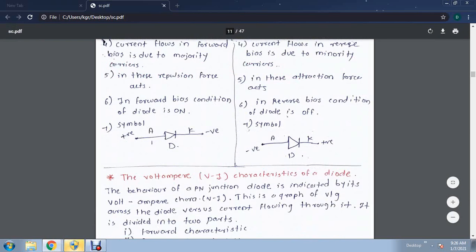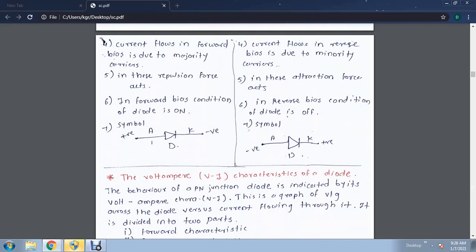We already discussed this. Next, current flows in forward bias due to majority carriers. In reverse bias, current flows due to minority carriers. In forward bias, the repulsion force acts; in reverse bias, the repulsion force does not act. In the forward bias condition the diode is on, whereas in reverse bias the diode is off. This is the difference between reverse bias and forward bias.